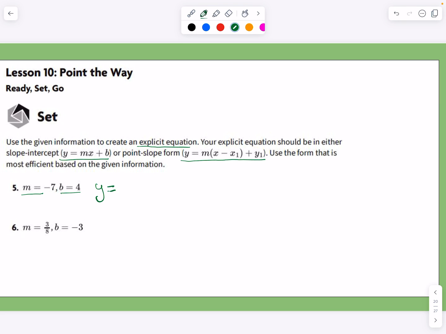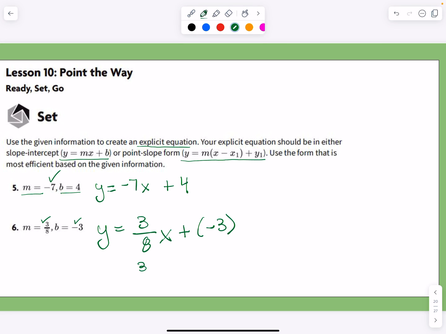So y equals negative 7, that's our slope, times x, and then plus b, it's a positive 4, so we'll say plus 4. Next one, I have a slope and the y-intercept. So y is going to equal 3/8 times x. And you could say, if it helps you out, plus negative 3. But really that's the same as saying 3/8x minus 3. So that's the same thing, but if it helps you see that you're adding that value there, that's okay too for now.